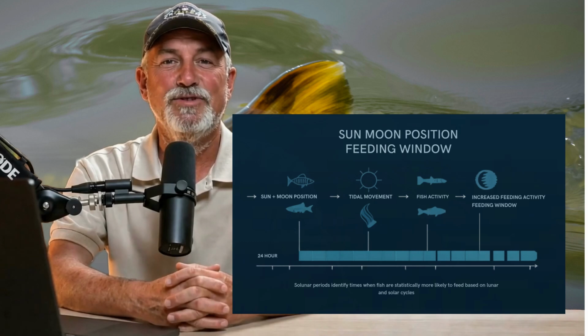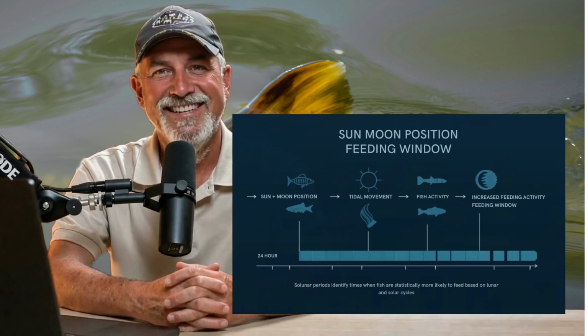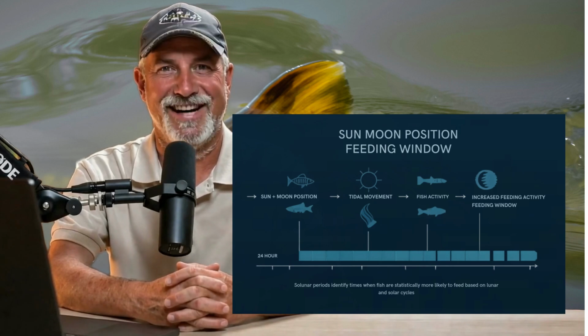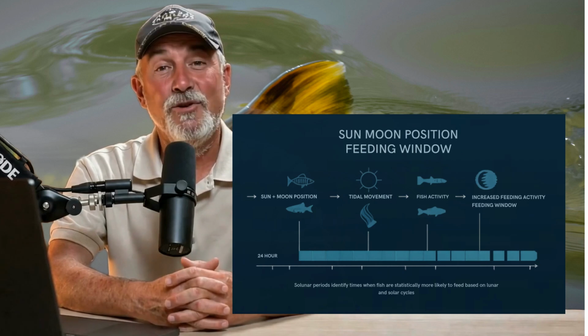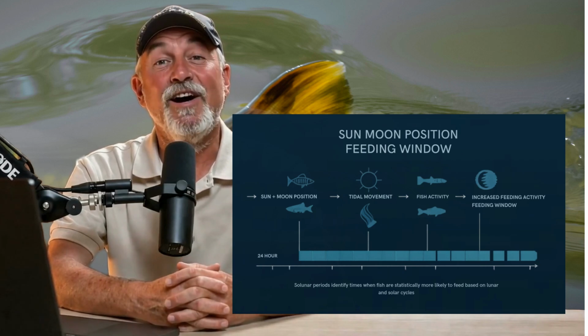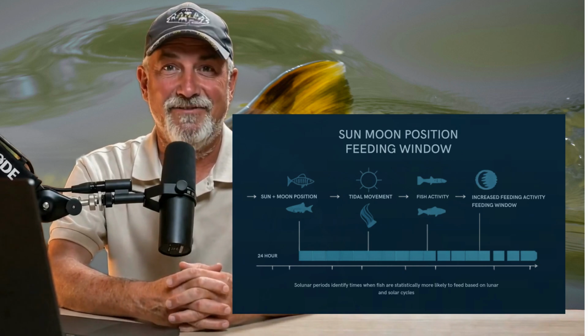Those calculations produce two kinds of windows. Major solunar periods run roughly 2 hours, centered on the moon's overhead and underfoot transits. This is when feeding activity peaks. Minor solunar periods are shorter and centered on moonrise and moonset. Less intense, but still meaningful.